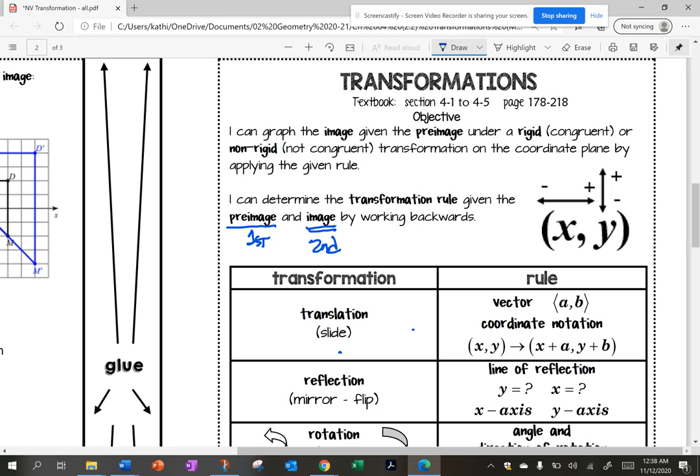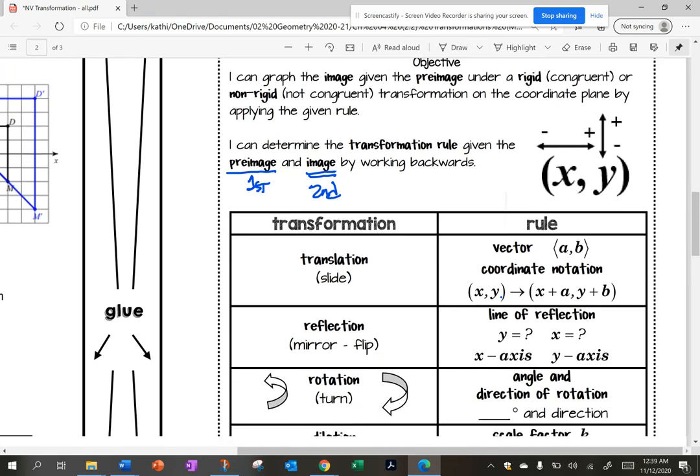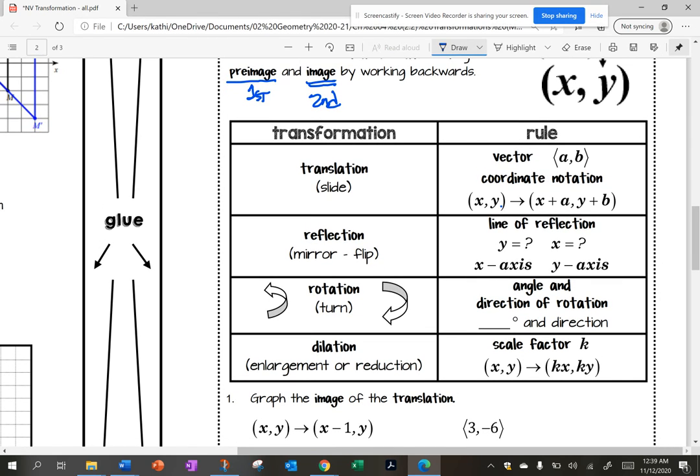Okay, we talked about 4 types of transformations. Translation we said is a slide. So it is following a vector, and I add A to my horizontal value and B to my vertical value. So I see vectors that look like rays.